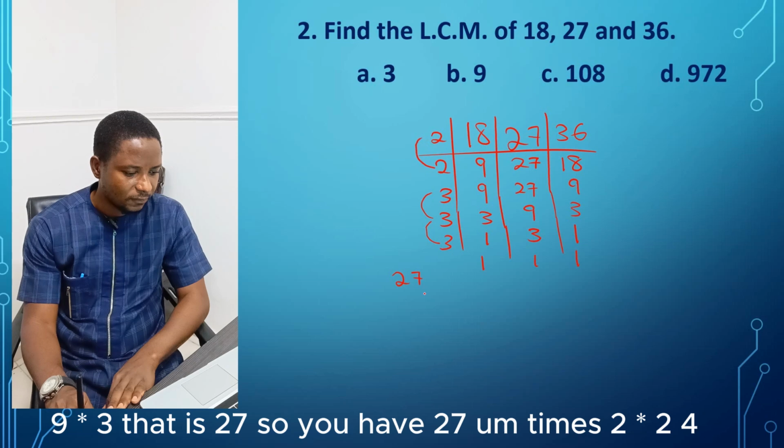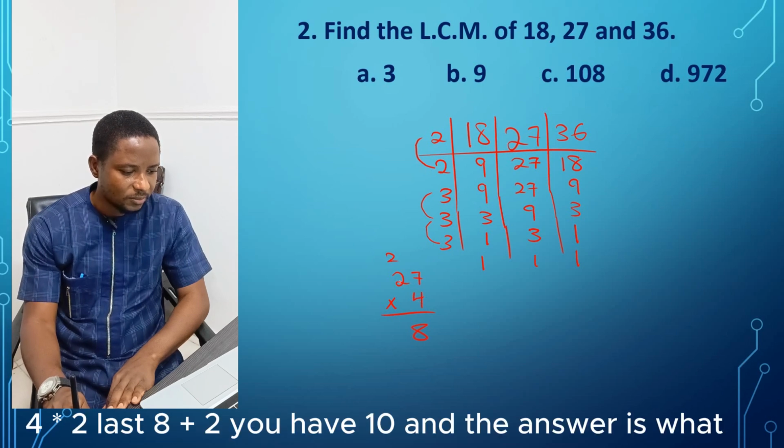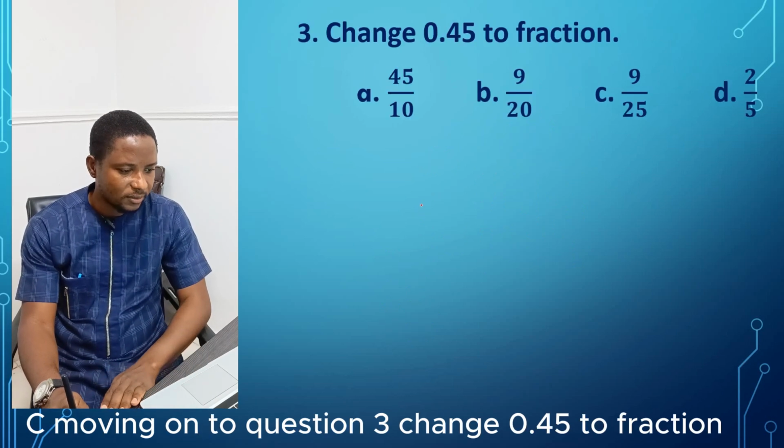times 2 times 2, which is 4. So you multiply 27 by 4. 4 times 7 is 28. Carry 2. 4 times 2 is 8, plus 2, you have 10. So the answer is 108. What option is that? C.